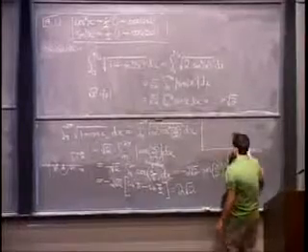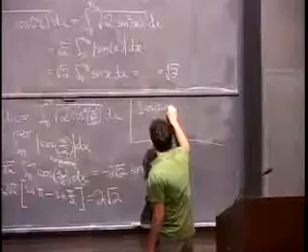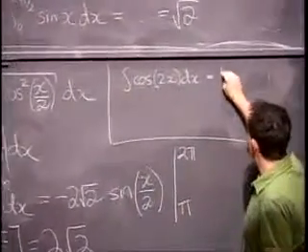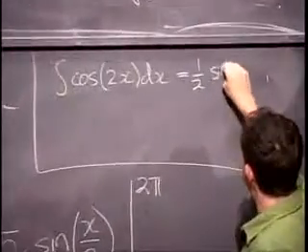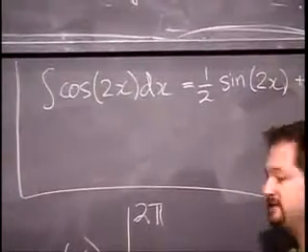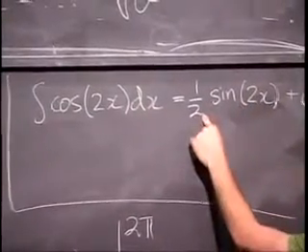So just look at these integrals here. What's the integral of cosine 2x? I claim that the answer is 1/2 sine 2x plus c. Do you believe it? Differentiate this. Sine 2x. 2 pops out and kills that.